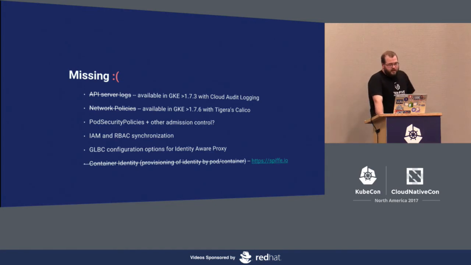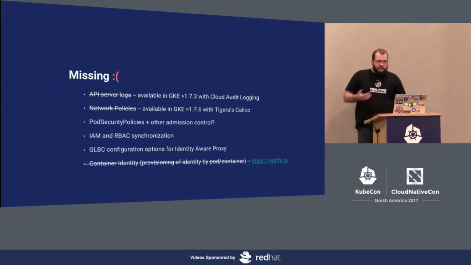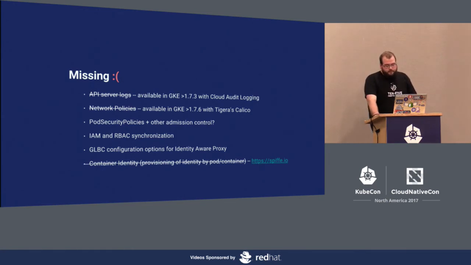The GLBC configuration options for the identity aware proxy, I know stuff's in the works there, but I would really like to enable the identity aware proxy because we are big users of the Google Cloud Load Balancer. So if I could configure some IAP in the GLBC, that'd be sweet. And container identity, I crossed it out. It's not here yet, but we've seen all the work going on with the container identity working groups, and I have faith that it will show up at some point in the future.